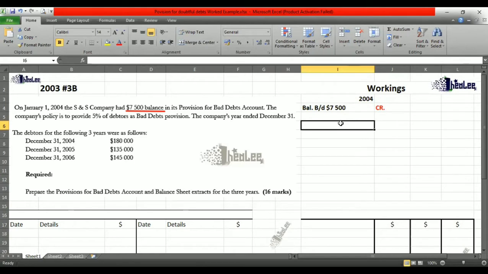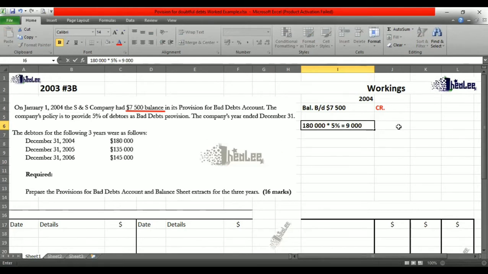Now, in continuing for 2004, we notice that at the end of the period, debtors balance is 180,000. We now need to ascertain what is the balance that would be reflected in your provision for doubtful debts account for 2004. So we pick up the $180,000. We multiply that by the rate of the provision, which is 5%. So that's $180,000 times 5%, and that gives you a result of $9,000.